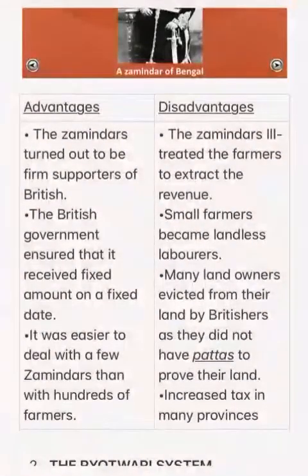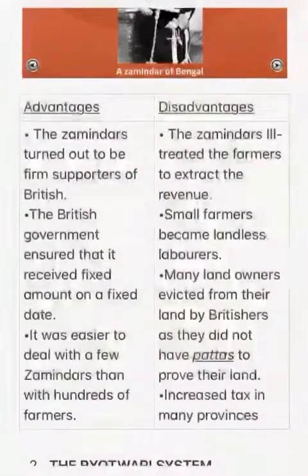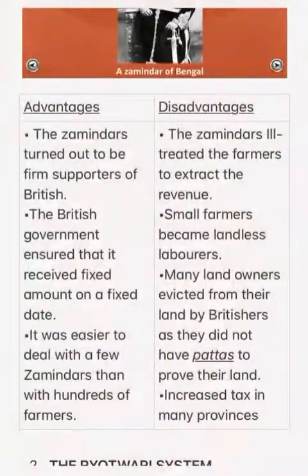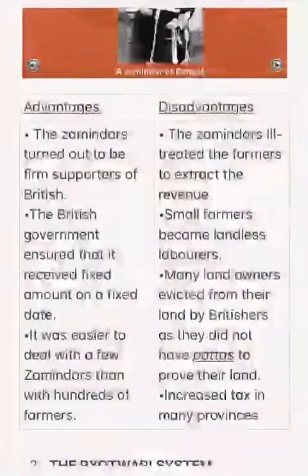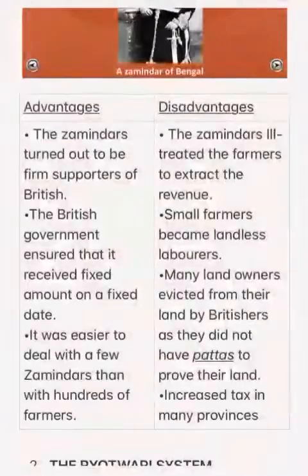So, the Zamindars, the landlords, turned out to be the supporters of the British. It was an advantage for the British, and the British ensured that they received the revenue on a fixed date and the fixed amount, and it was much easier for them to deal with a few Zamindars rather than dealing with hundreds of farmers. Now the disadvantages: the Zamindars ill-treated the farmers to extract the revenue.